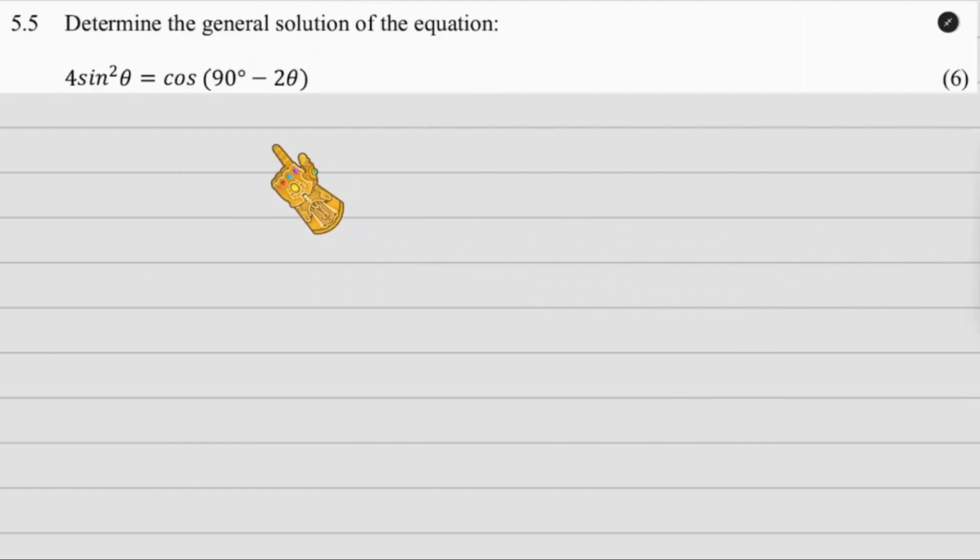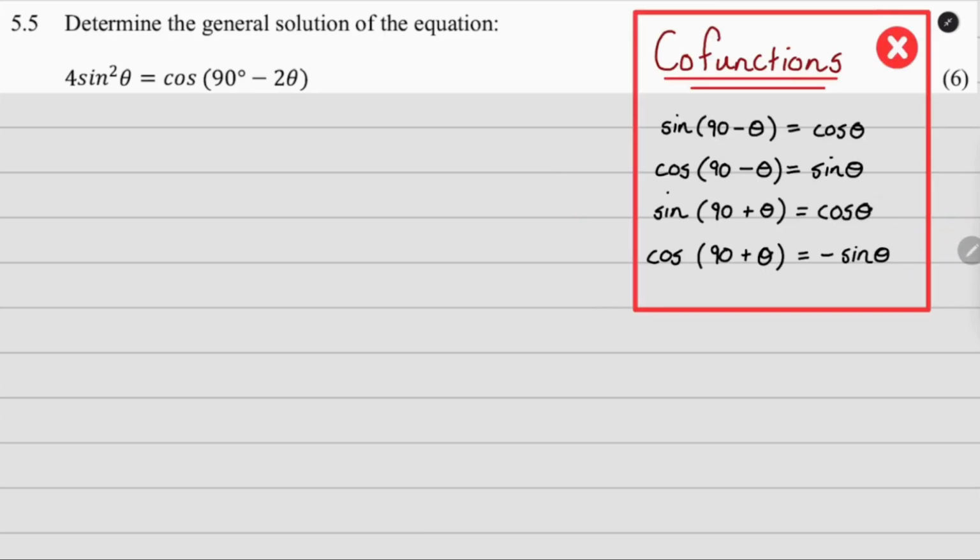In this question, we've been asked to get the general solution of this trig equation over here. So the first thing I see is a 90 minus. So the alarm bells are ringing for cofunctions. So I'm going to grab the list of cofunctions and let's see what we can do with it.